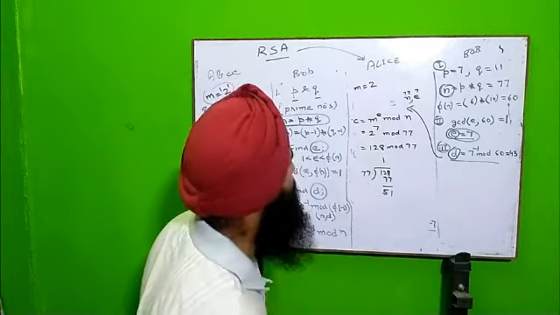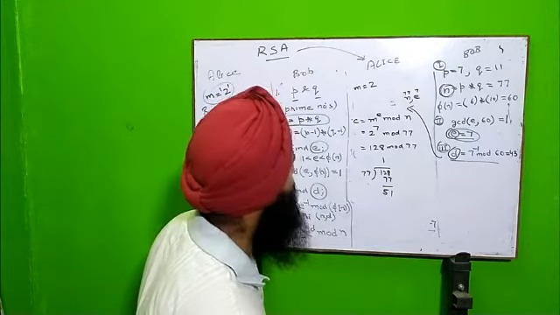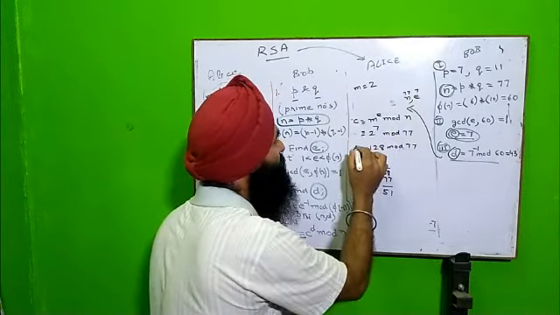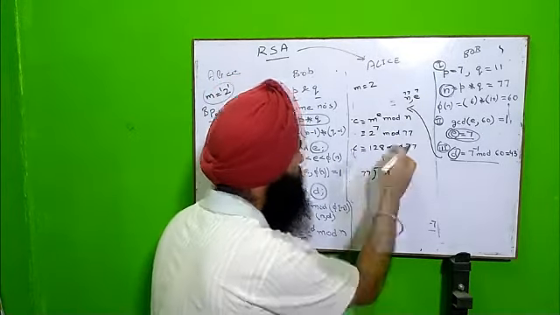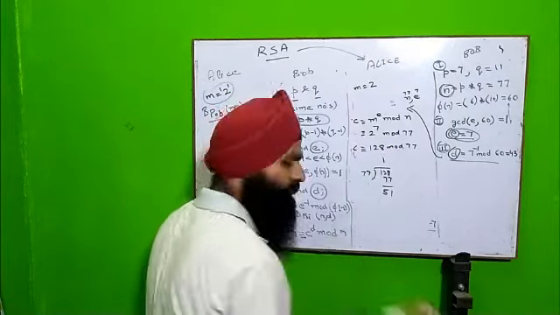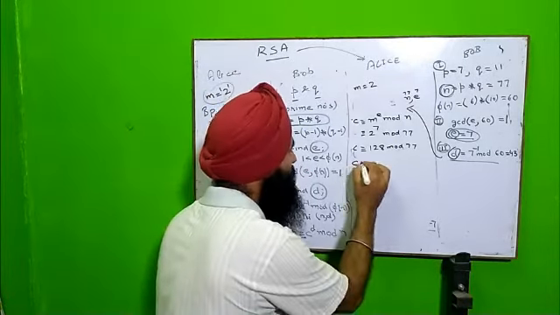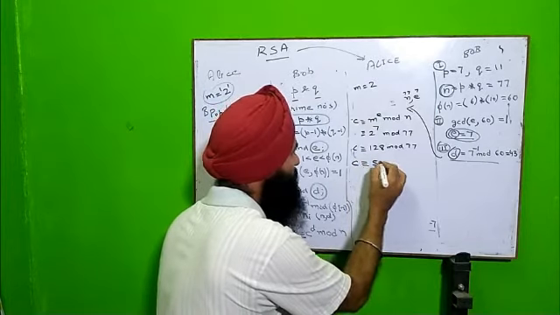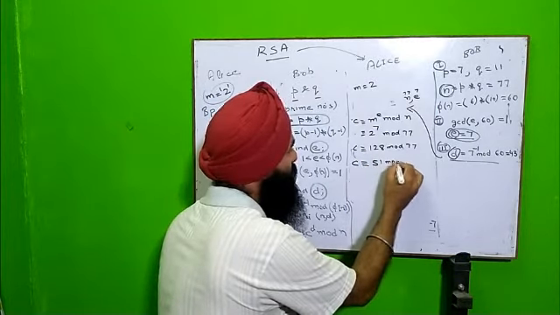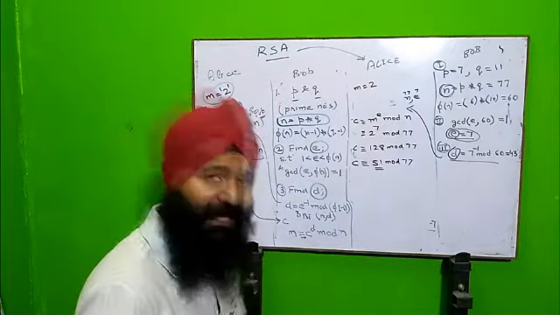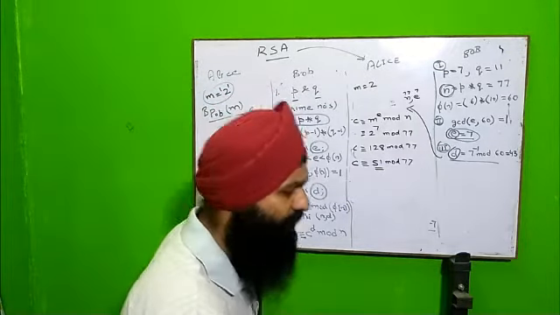Okay, so here we will have this congruent relation. C is congruent to this, and that would be 51. So our secret message is 51 mod 77. So 51 is the message to send.